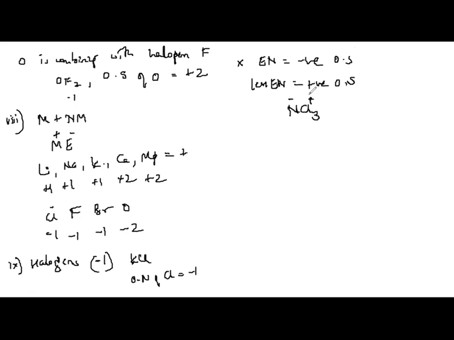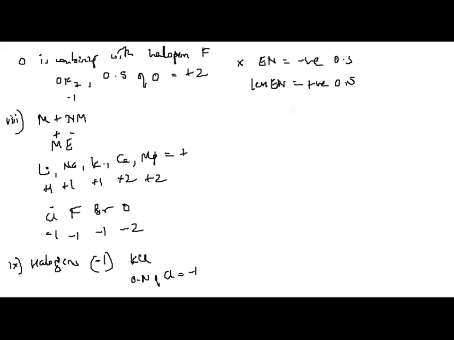Correct? So nitrogen is more electronegative than chlorine. No, chlorine is more electronegative. Therefore, chlorine will have negative oxidation state. Nitrogen will have positive oxidation state. Yes? Okay. Further, a few more examples here.